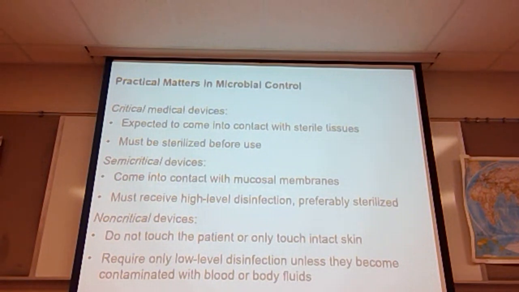Non-critical devices either do not touch the patient or only touch the intact skin. These require low-level disinfection unless they become contaminated with blood or body fluids. So a non-critical device would be something like a pulse oximeter that you would stick on the end of your finger, or a blood pressure cuff.